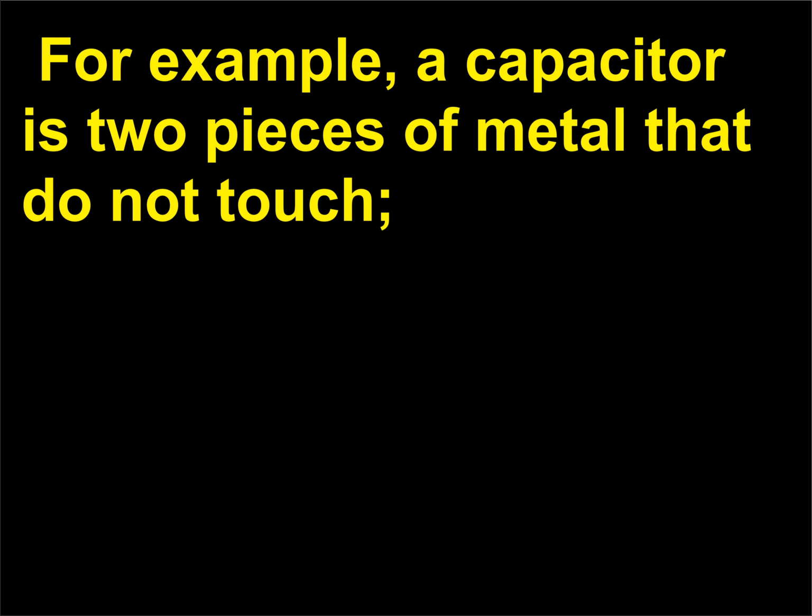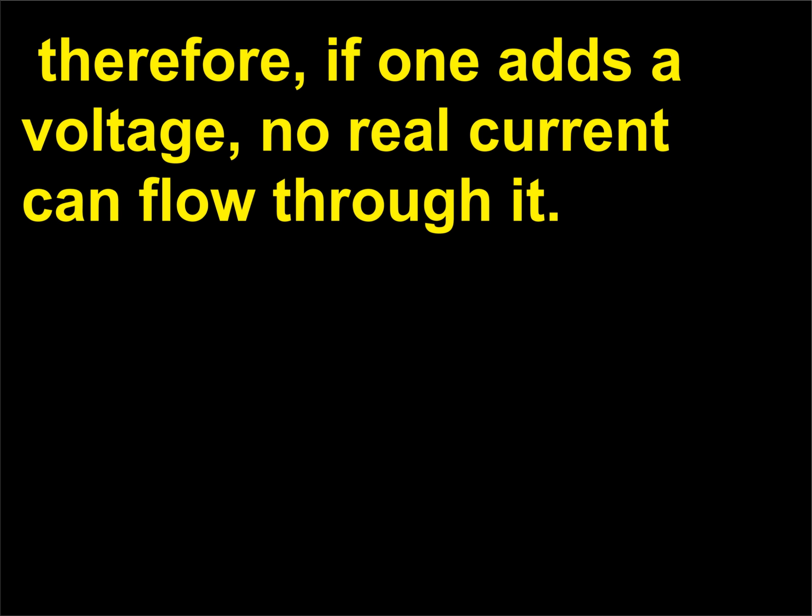For example, a capacitor is two pieces of metal that do not touch. Therefore, if one adds a voltage, no real current can flow through it.